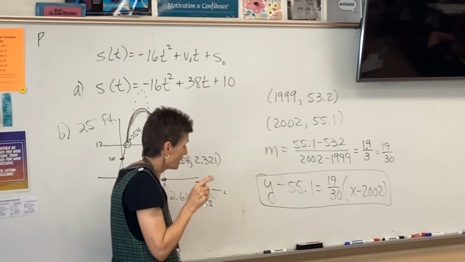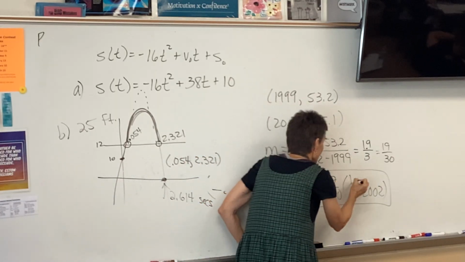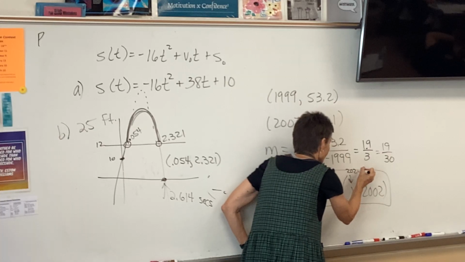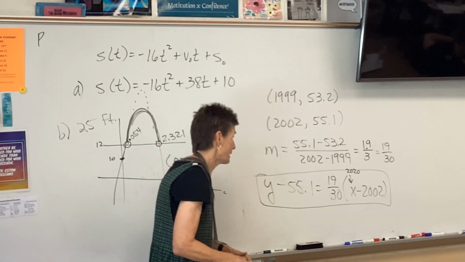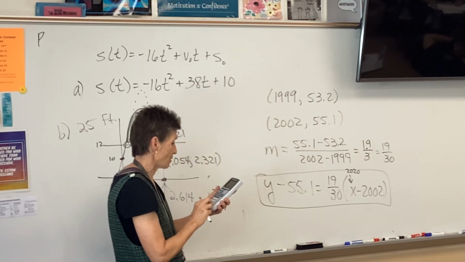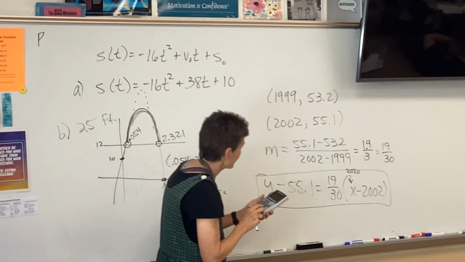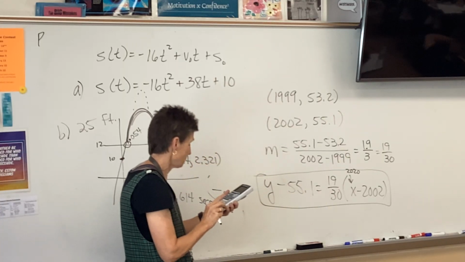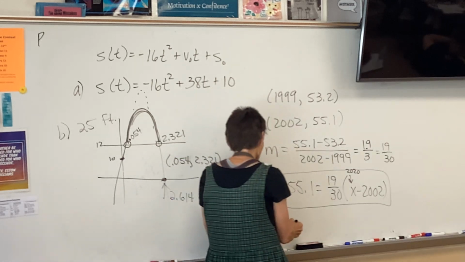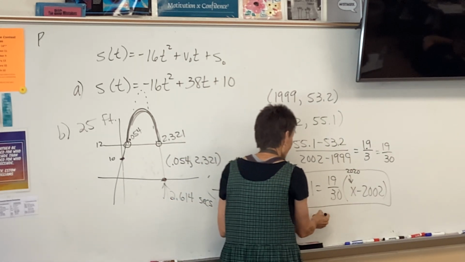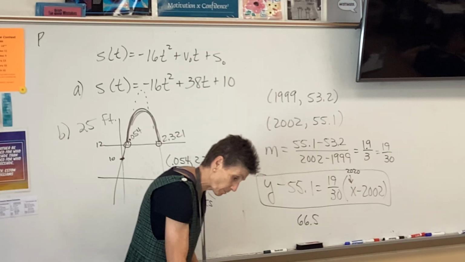Now, what was I saying? I'm going to put 2020 right here. And then let my calculator just do some work. So 19/30 times 18, adding 55.1. I got 66.5 billion.